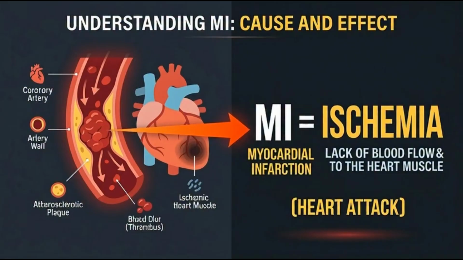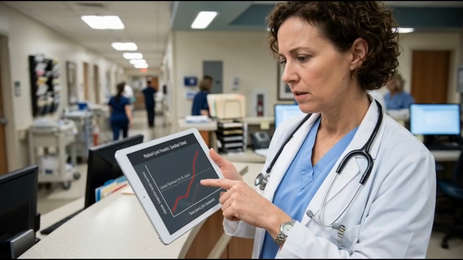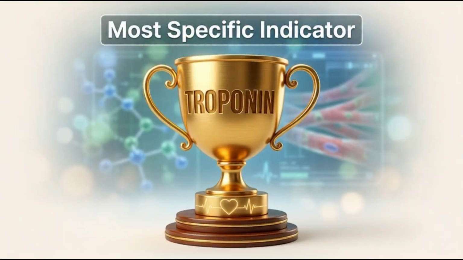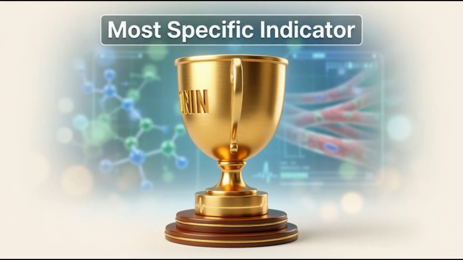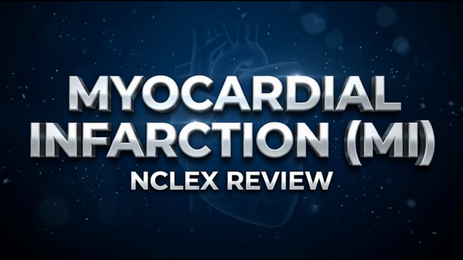Here is a quick NCLEX memory tip. Remember the myocardial infarction triad: chest pain, electrocardiogram changes, and elevated troponin levels. Keeping these 3 points in mind will help you answer many NCLEX questions related to myocardial infarction.